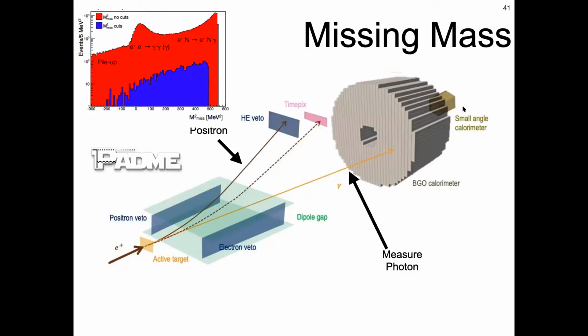Here's another one. This is a positron on a target. So same idea. They want to do the missing mass, and so they make the missing mass squared variable. They look for a bump. This is the PADME experiment. The idea is you have a positron on a target, and then you actually measure the outgoing positron momentum, and you also measure the photon. So it will make a monophoton final state. So you have a photon, and then in principle you have some invisible missing energy, and you reconstruct the missing mass and look for a bump.